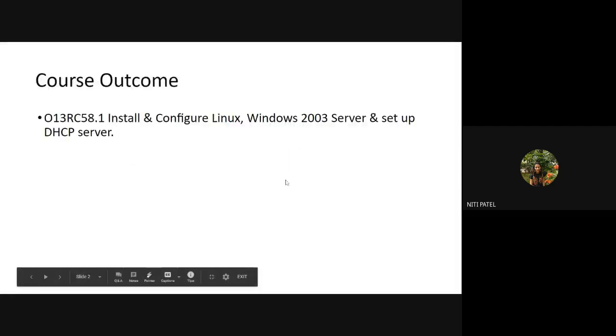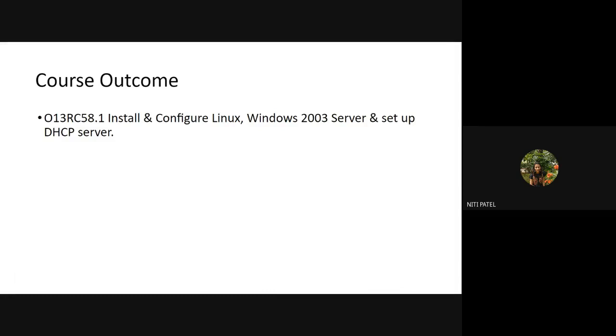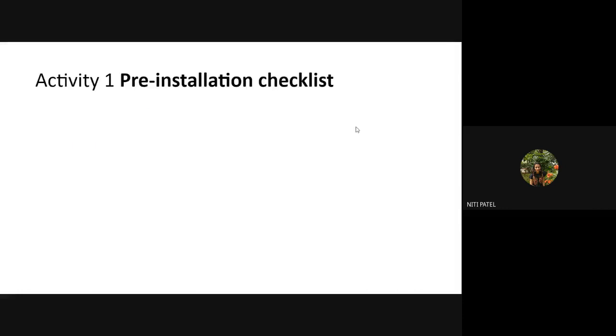Okay. So the outcome is to install and configure Linux, Windows 2003 server and set up a DHCP server. But with respect to this chapter, we'll be only covering installation and configuration of Linux. DHCP server and Windows 2003 server will be covered later. Okay. So now, what is a pre-installation checklist? What do you mean by pre-installation checklist?